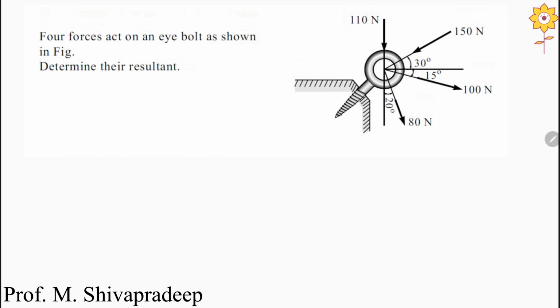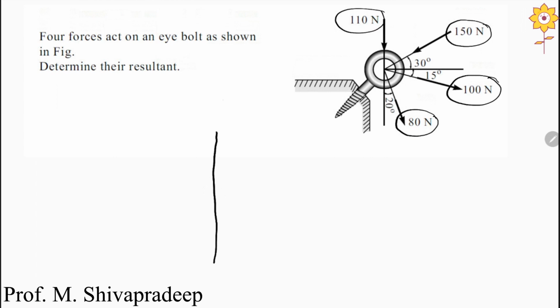So, what we can do is we can just draw this into a simpler format. If you see this, we have four forces. One force is acting downward, that is 110 Newton. Another force, an inclined force, is 150 Newton. Another one is 100 Newton, and another one is 80 Newton. We have four forces acting at some point, and we have to convert it into a simpler system. To draw this simpler system, we can draw this quadrant.